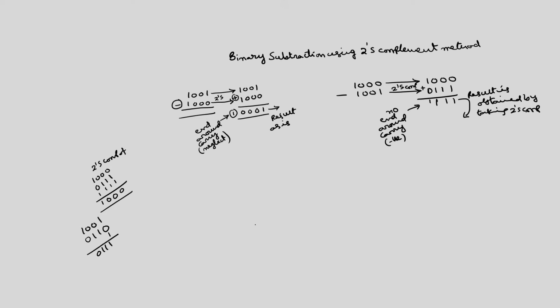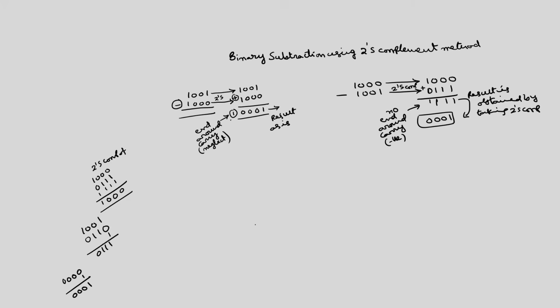So, what is the 2's complement of 1111? The 1's complement is 0000, and the 2's complement becomes 0001. So the result is the 2's complement of 0001, that is, minus 0001. Now, how do we implement this algorithm using a digital circuit, or what is the architecture corresponding to these examples?